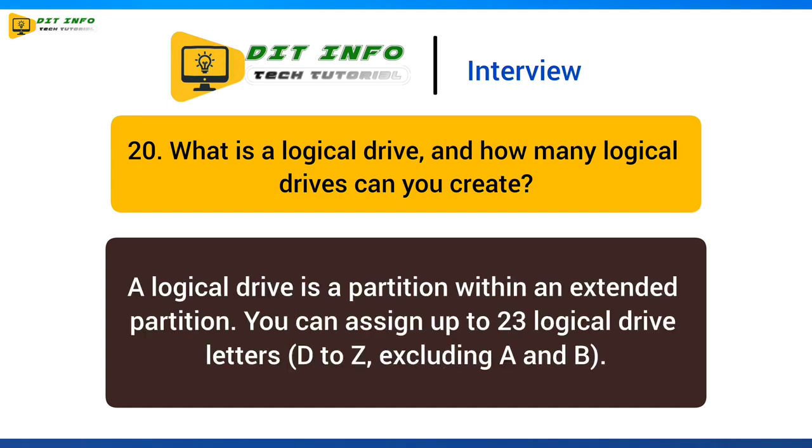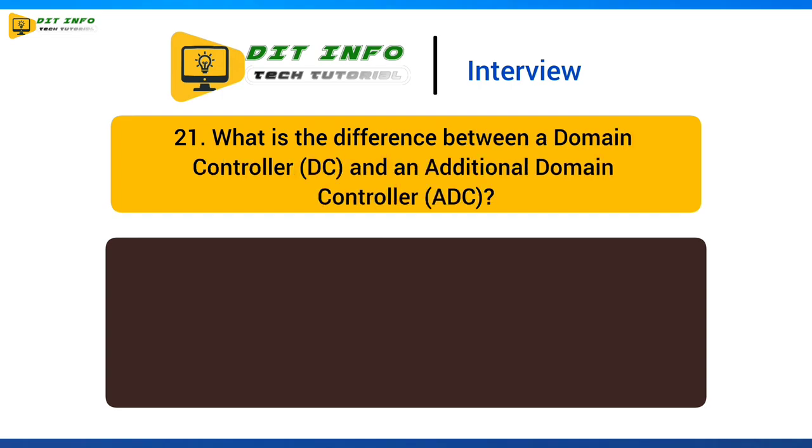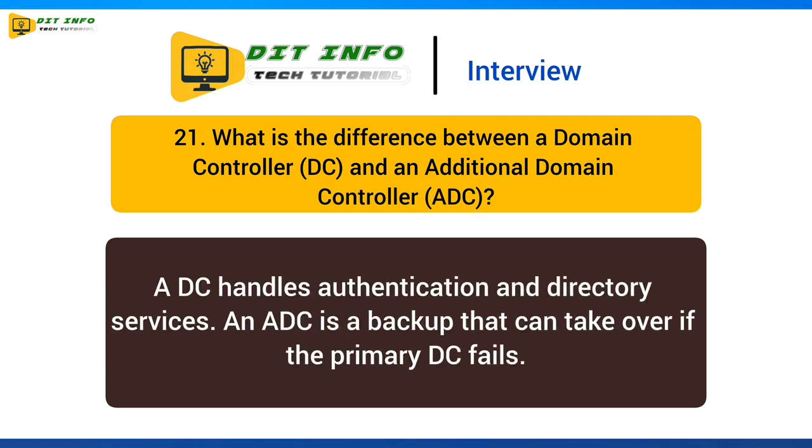20. What is a logical drive and how many logical drives can you create? A logical drive is a partition within an extended partition. You can assign up to 23 logical drive letters, D to Z, excluding MB. 21. What is the difference between a domain controller, DC, and additional domain controller, ADC? A DC handles authentication and directory services. An ADC is a backup that can take over if the primary DC fails.